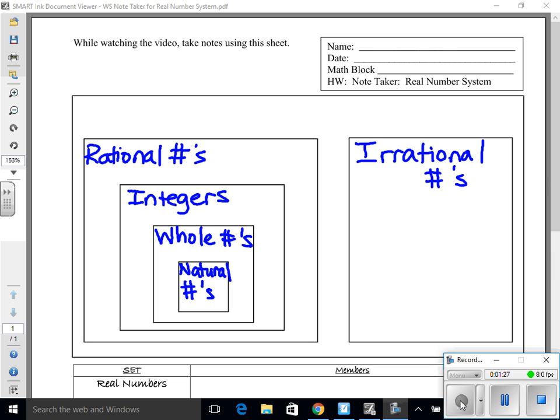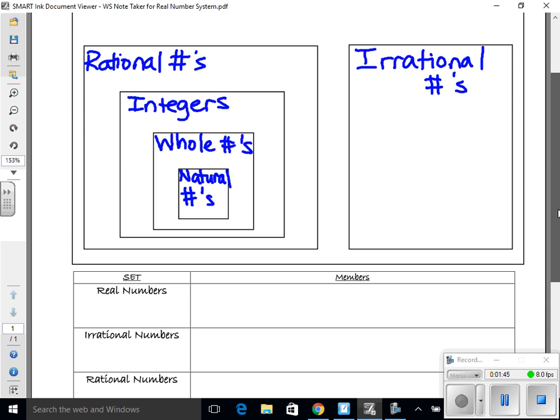Some students have come up with an acronym to help remember the rational side. If you start at the natural category and work your way out, they say never walk in rain, and that helps them remember the order in which they go. So if you need a mnemonic device or something along those lines to help you remember these things, then feel free to create your own or to use the one that's already provided.